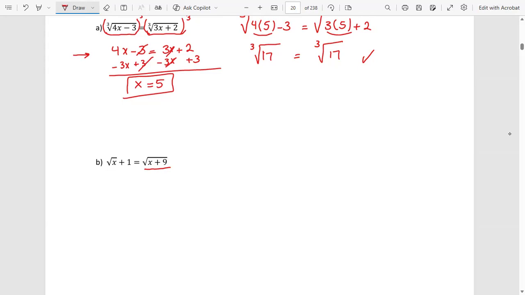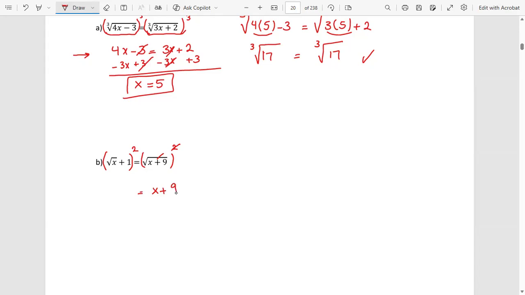Step 2, raise both sides, not one by one, the whole left side and the whole right side, to the power of the same number as the index. So the index is 2, so I will raise both sides to the power of 2. If I raise the right side, power and radical cancel each other, so we just get x plus 9.